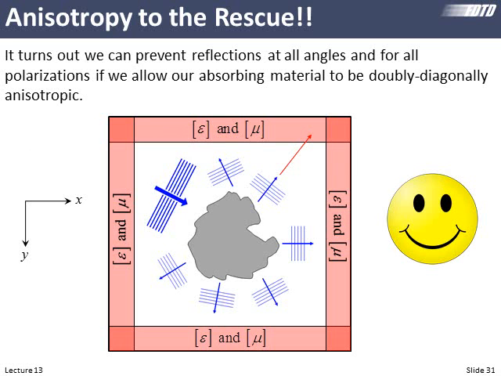This is where the anisotropy comes in, and I sort of said that up front when I had a priori knowledge. That's where we're going. But it turns out if we make our PML regions anisotropic, we can make a region that matches the impedance for all angles of incidence, all polarizations, all frequencies. We can do that if we introduce this anisotropy.